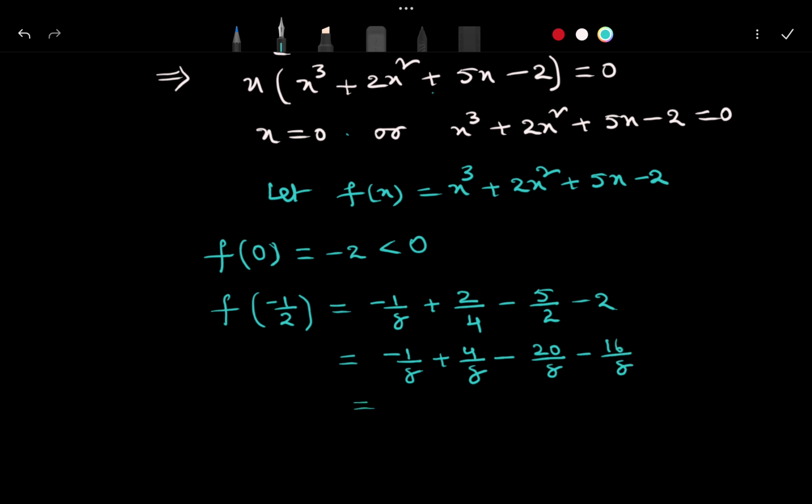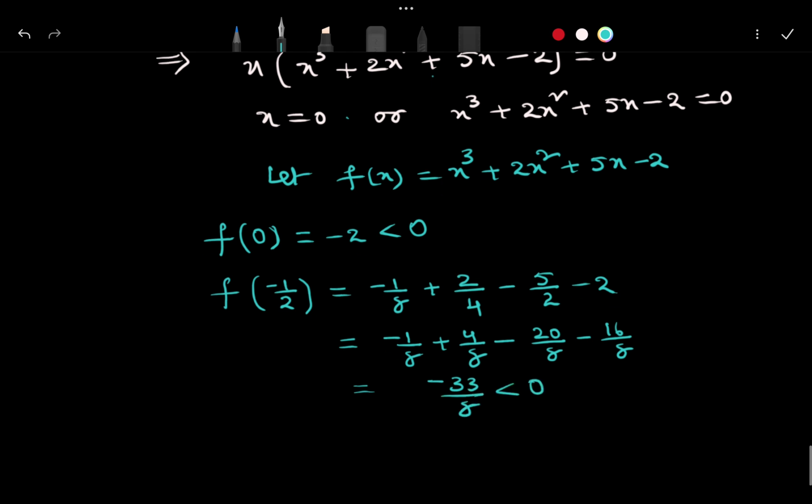So now, 4 minus 20 minus 16. Totally, this value will be minus 37 plus 4, which is minus 33 whole divided by 8. This is also less than 0.